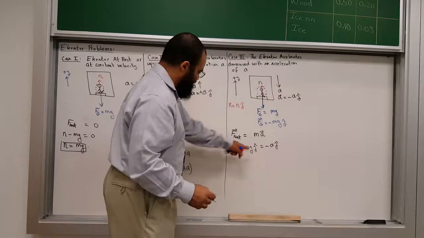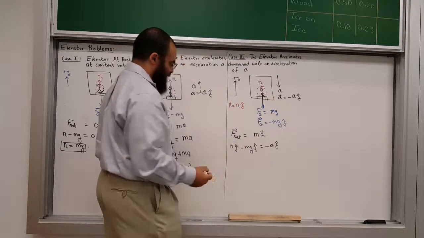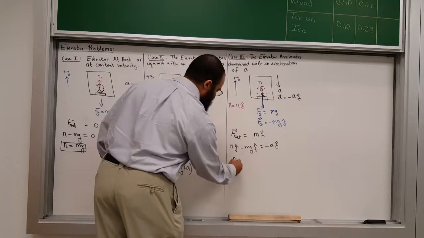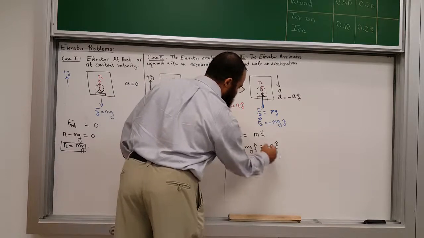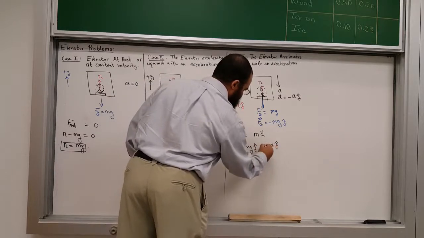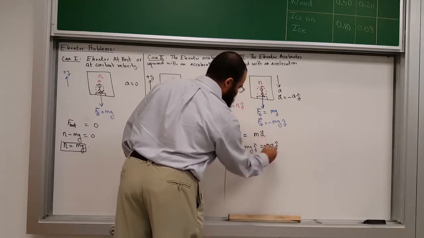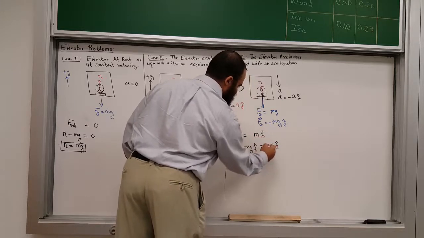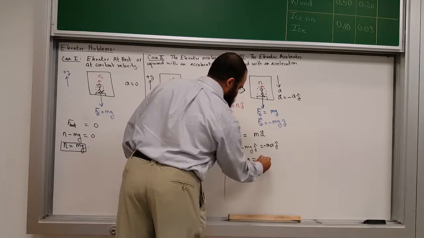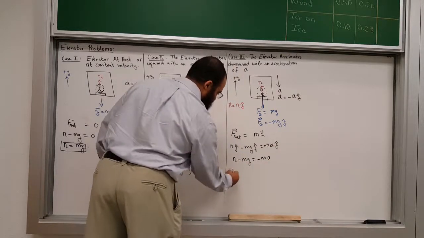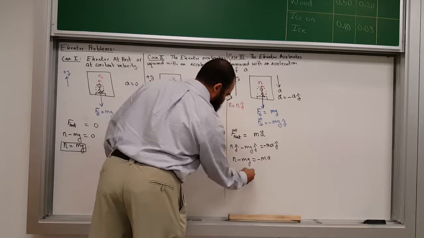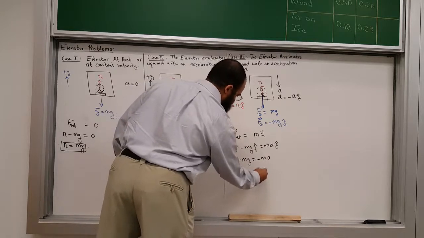So you see, everything contains a j hat, so I would just drop the j hat. Normally we just write this: the normal force minus mg equals minus, oh, I forgot the minus, the mass times the acceleration. The acceleration is a j hat with a minus sign, so minus ma. So this is what you're doing. You move this to the other side, then you get the normal force is equal to mg minus ma.